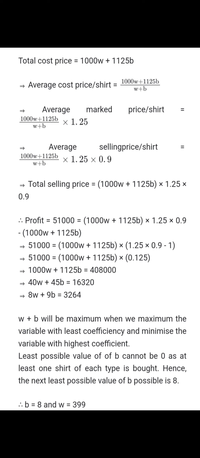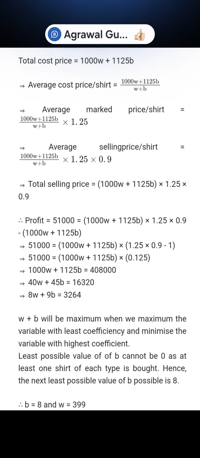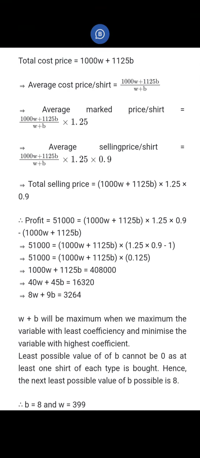The total cost price is 1000 into number of white shirts W plus 1125 into number of blue shirts B. The average cost price per shirt will be total cost, 1000 W plus 1125 B, divided by W plus B. The average mark price per shirt will be (1000 W plus 1125 B) by (W plus B) into 1.25, as these are marked 25% higher.